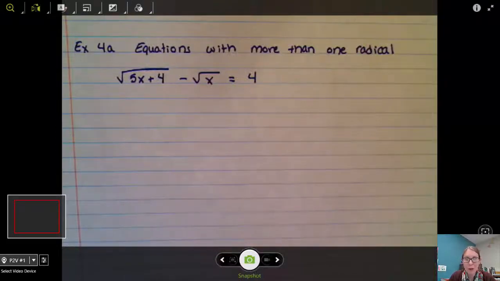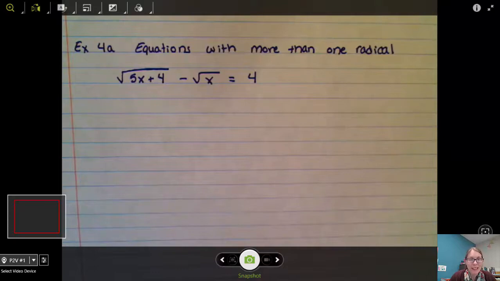Our last type of equation we're going to look at is equations with more than one radical. Now I have the square root of 5x plus 4 minus the square root of x equals 4. Two radicals here. This is kind of scary.